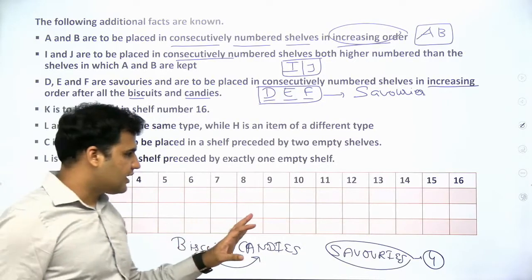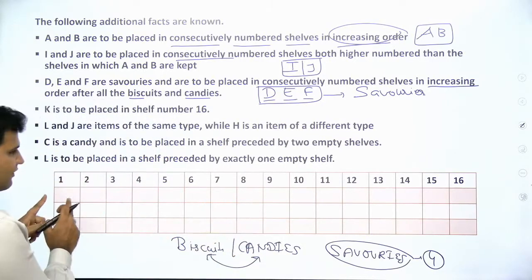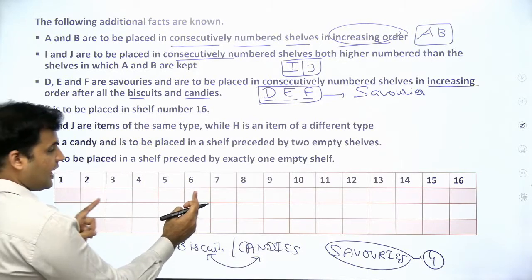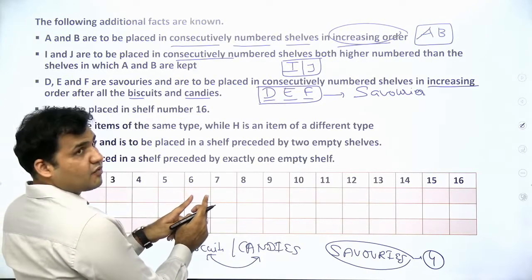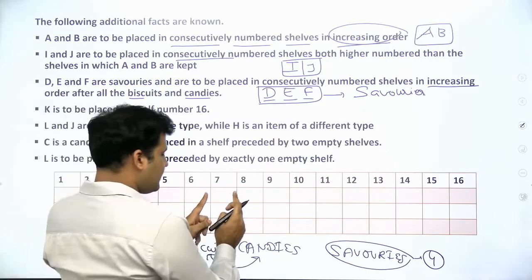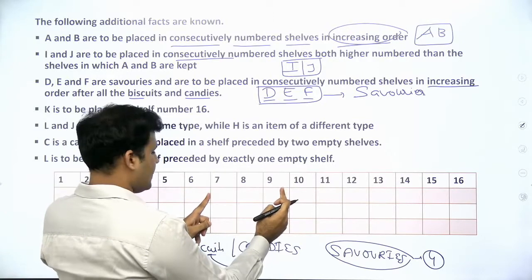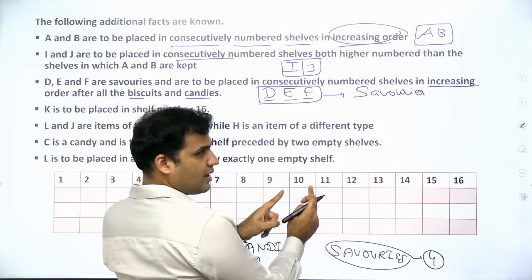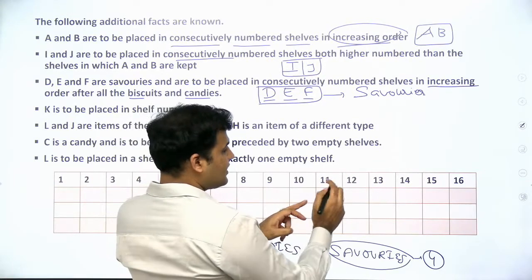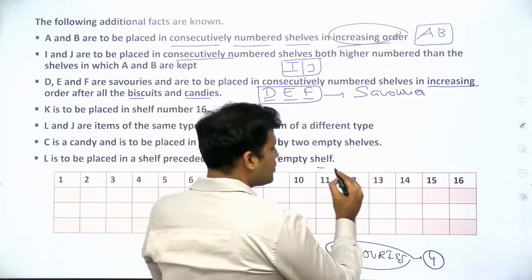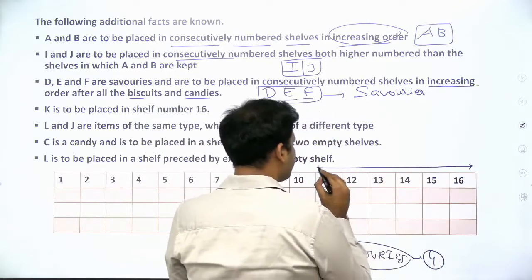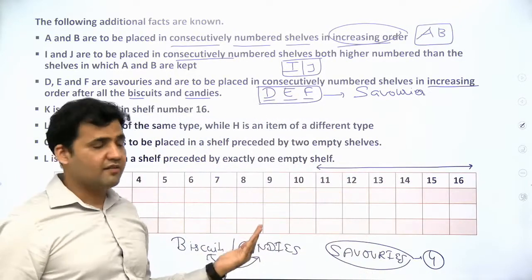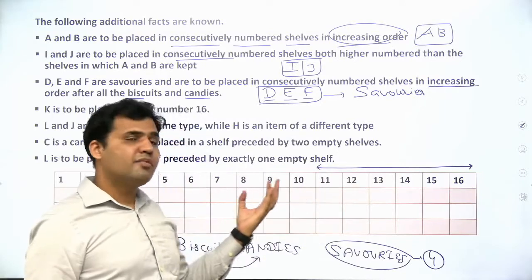So can I say that if I place all the 5 biscuits over here, and then I place 1 empty shelf, and then I place 3 candies over here, and then you have to leave 1 empty shelf. So can I say all the savories will be between 11 to 16, right? It cannot come before 11.